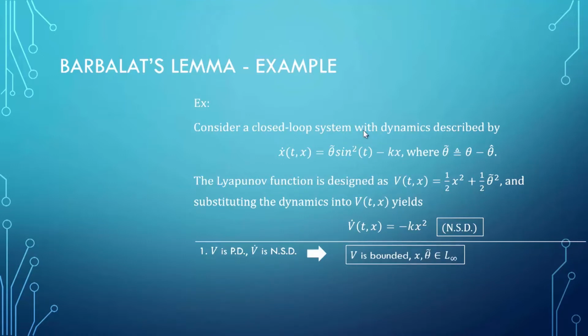So for this condition, for V to be PD and V dot to be NSD, what's the message that you got? That is V is bounded, right? Remember? Why is V bounded? Given this and this, why is V bounded? Can V increase?